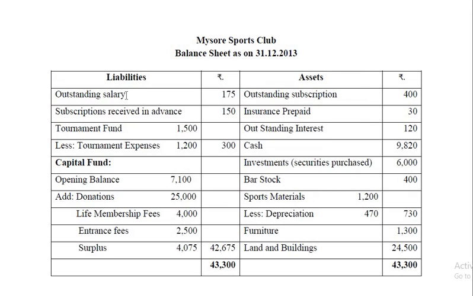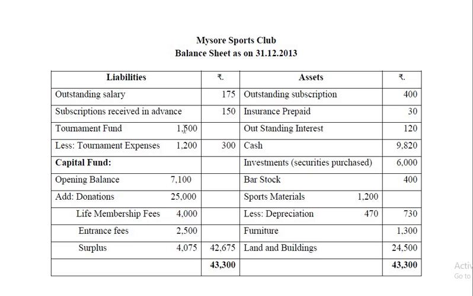Look at the liability side. Outstanding salary 175. Subscriptions received in advance. This is relating to next year, therefore it is a liability. Tournament fund 1,500. If there is any addition, that should be added there. If there is income on investment, then that should be added. And then expense, here of course tournament expenses 1,200 to be deducted. So 300 is the balance.